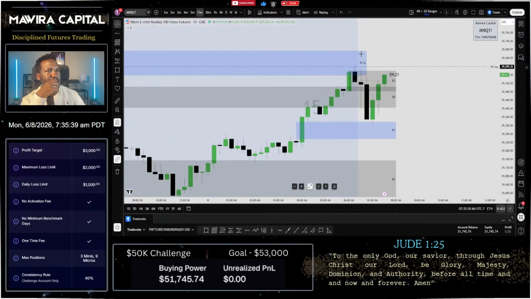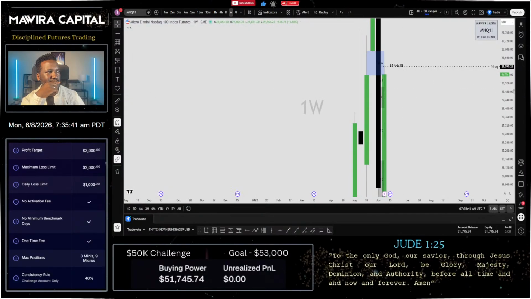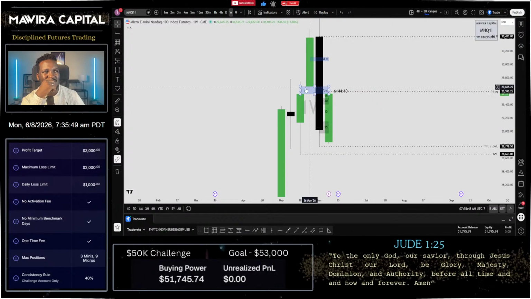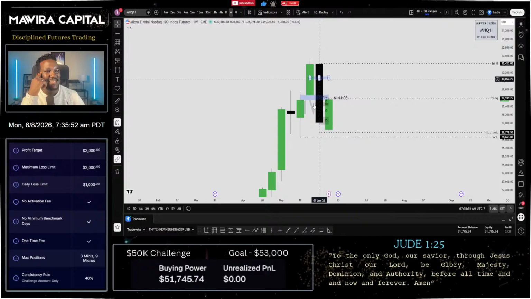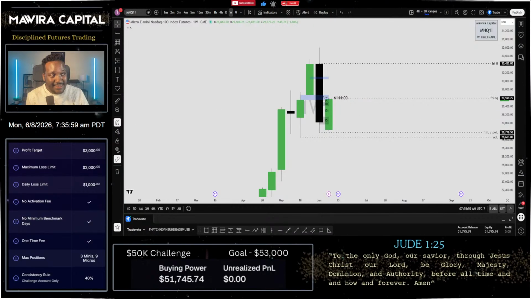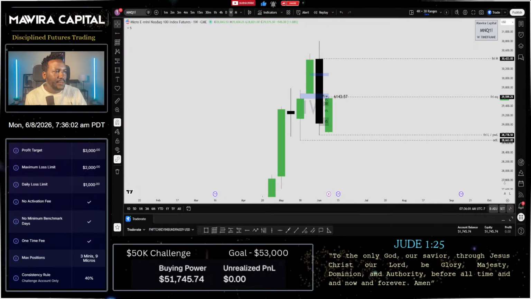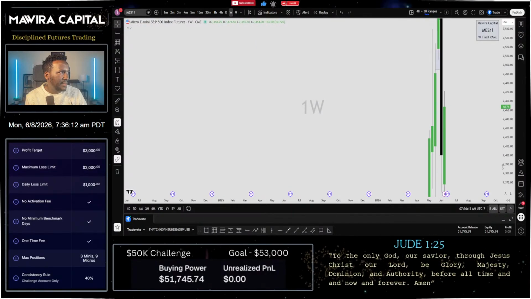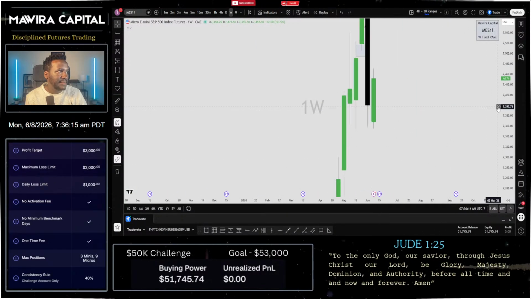Let me look at that weekly one more time. So this down candle shoots like this, and we retrace. Yeah, this don't look good. We didn't take that previous week low. It was so close. I wonder if ES has done that, taking out the previous week low. Yes.